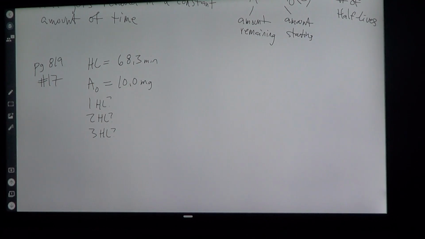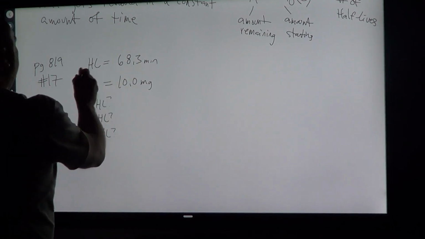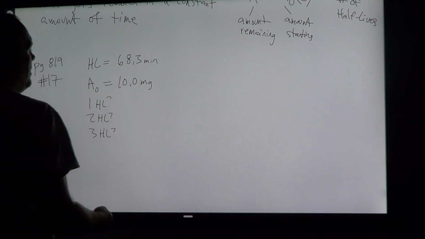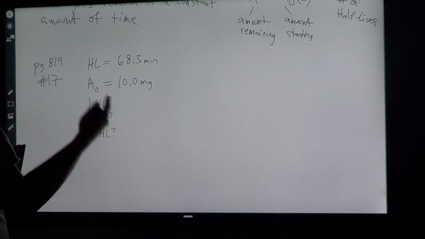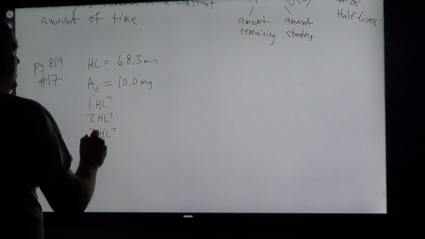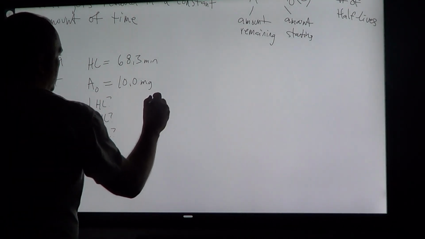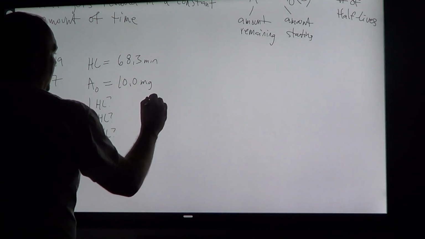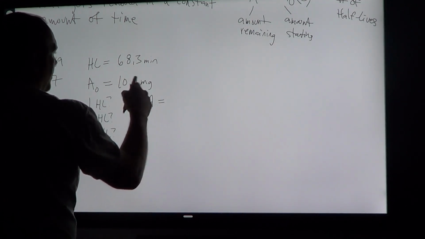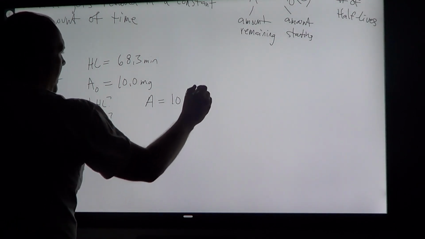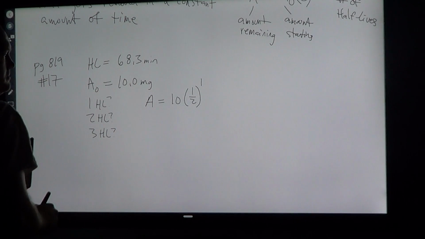So, on this one, we don't really need the half-life time. It's kind of a useless piece of information unless it asks how long will it take to go to that number. So this is just trying to get you to understand how the math works. Okay? So after 1 half-life, that means that the amount remaining should equal the starting amount, 10 milligrams, times 1/2 to the first power.